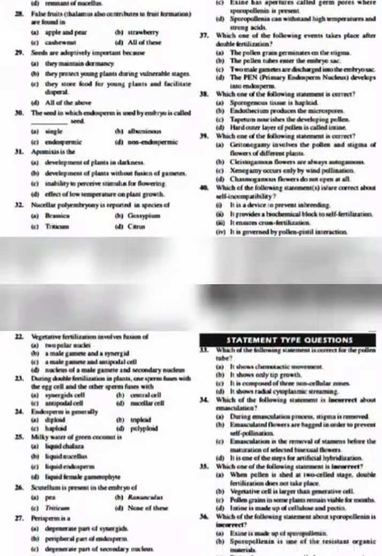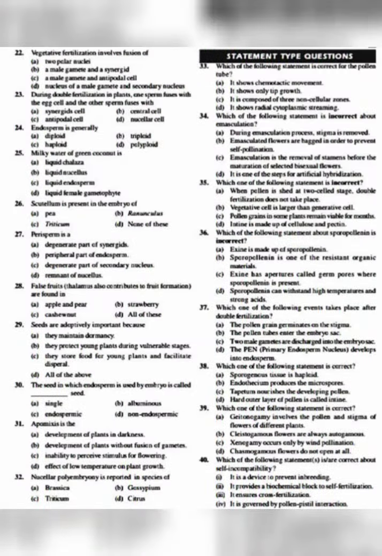Okay. Question number 22. Vegetative fertilization involves fusion of A. two polar nuclei, B. a male gamete and a synergid, C. a male gamete and antipodal cell, D. nucleus of a male gamete and secondary nucleus. So question number 22, what we know about this one?